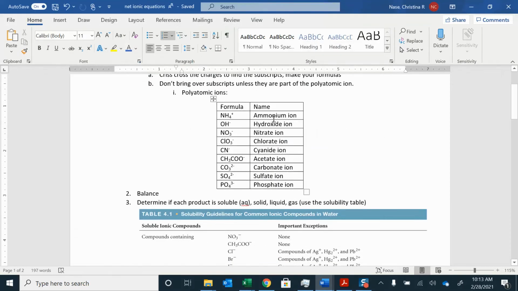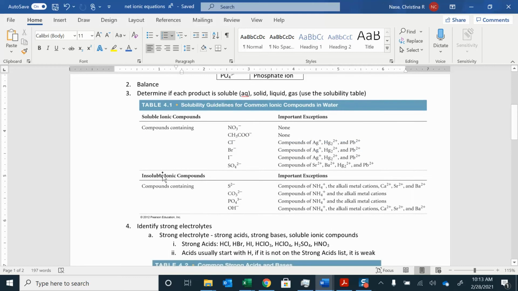So now we want to figure out, now this is the tricky part. Now you want to figure out, looking at your products, are they soluble ionic compounds? Are they aqueous? Are they solid, liquid, gas? So I'm going to use this table. The liquids and the gases are not in this table. This is just to tell me if I have a soluble ionic compound.